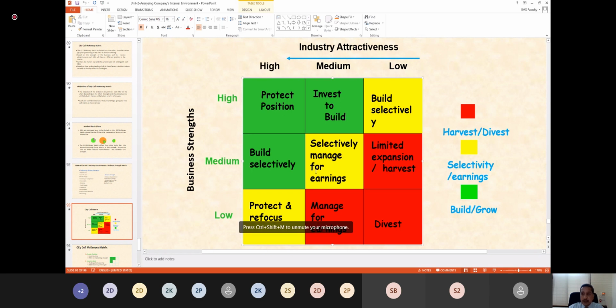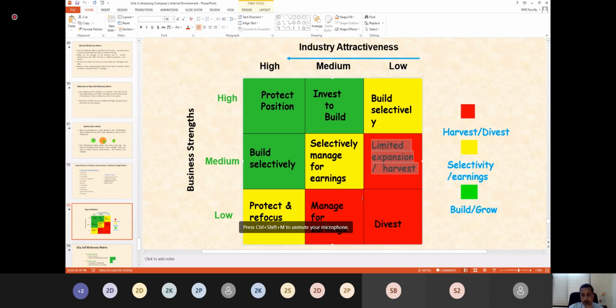Either the industry attractiveness can get enhanced in future, or if the industry attractiveness is there and we do not have strengths, still we can protect such kind of business units so that we can build on the business and can get earnings through such business units.